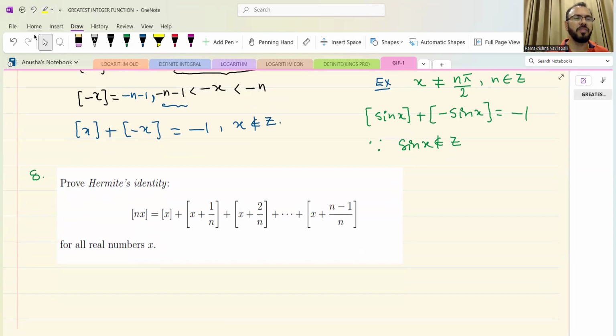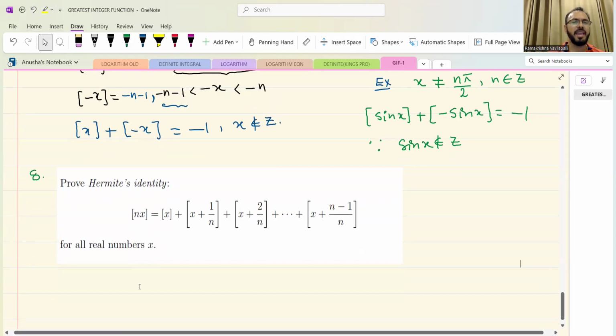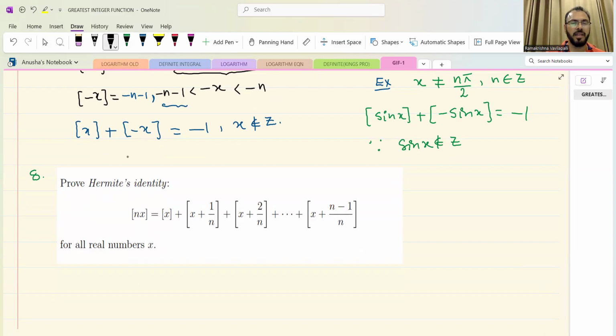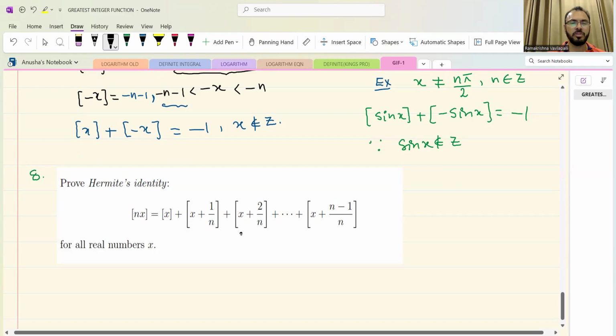Integral part of x plus integral part of x plus 1 by n plus integral part of x plus 2 by n and so on up to integral part of x plus n minus 1 by n is equal to integral part of nx. Of course, here n is an integer. In fact, here it is a natural number. Okay, I'll take natural number.